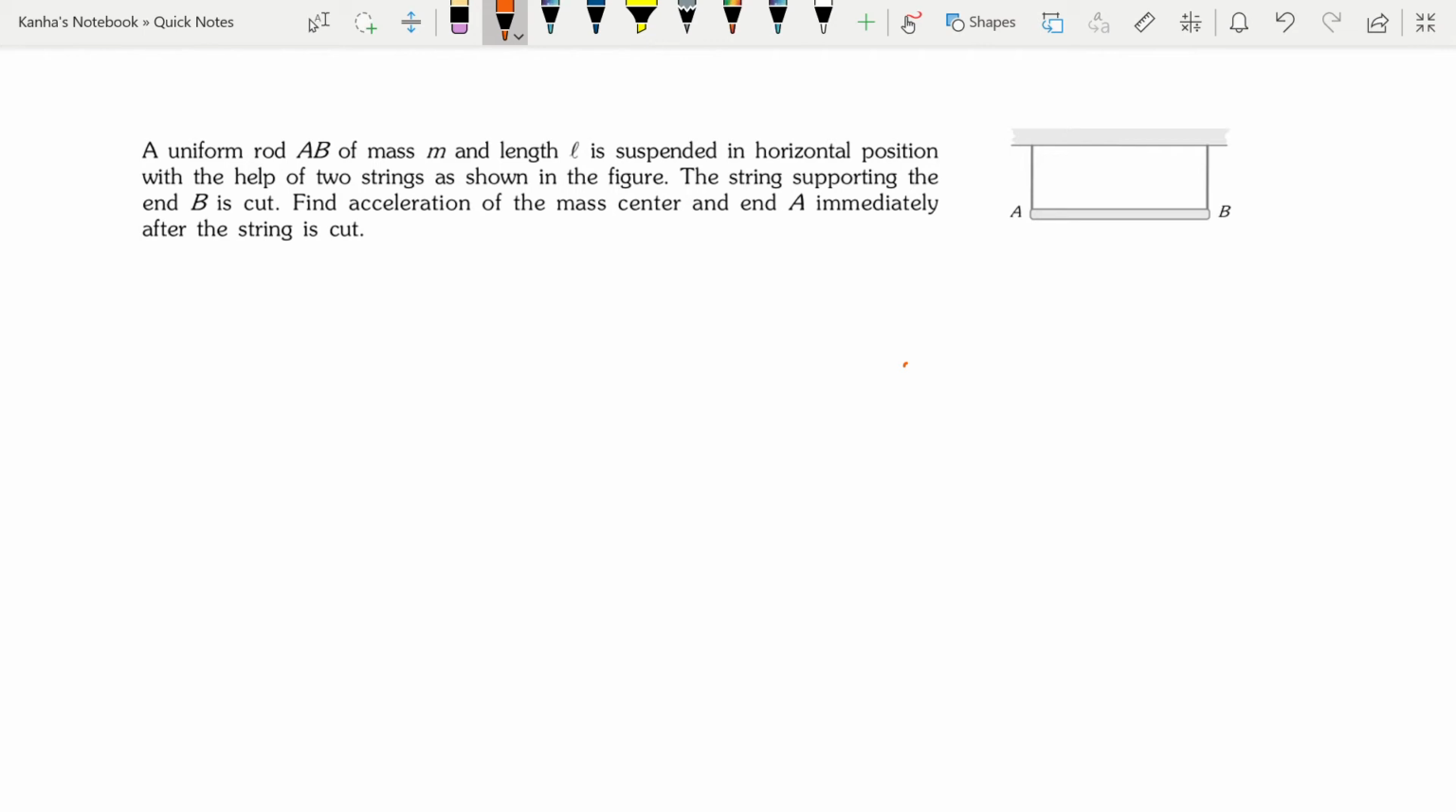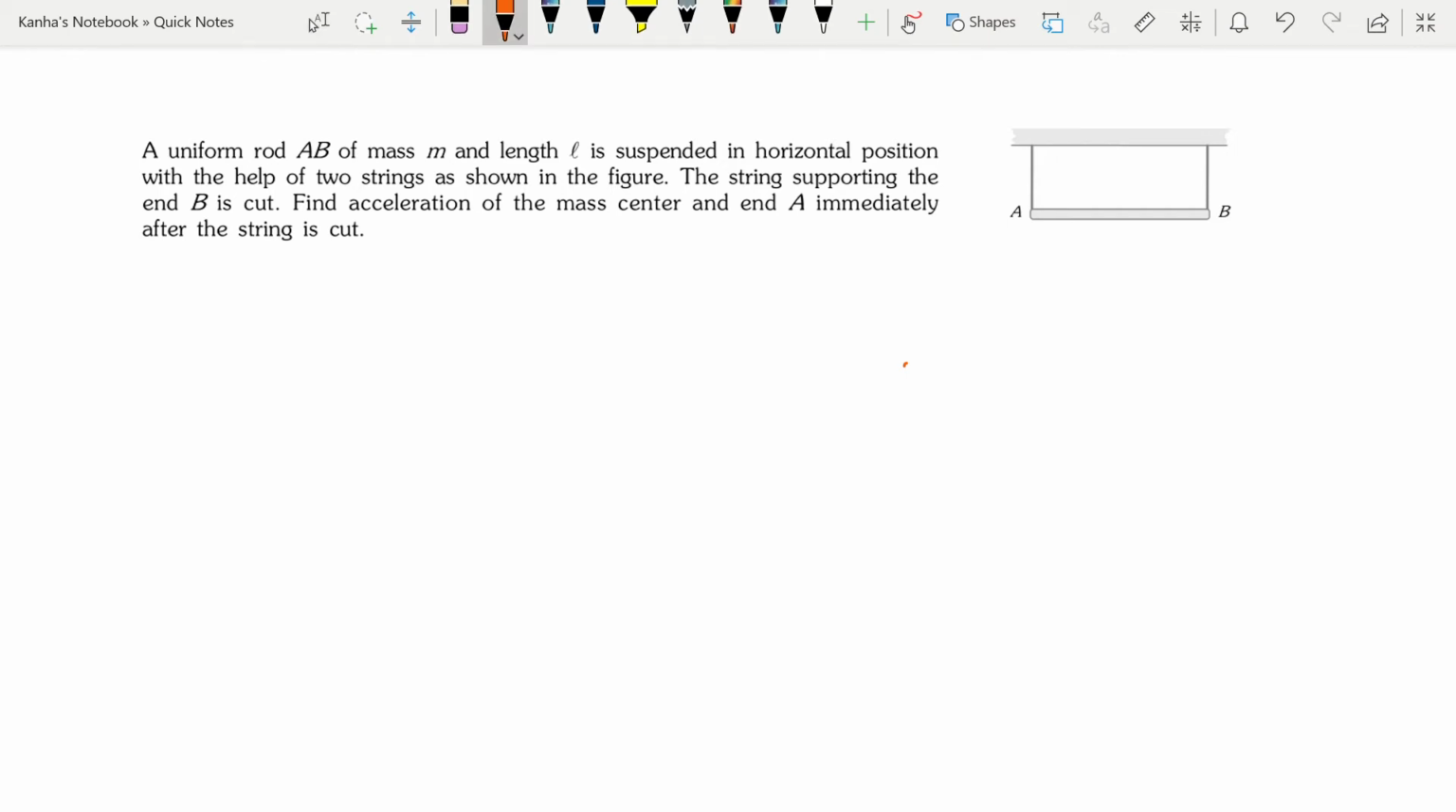Let us look at one of the questions to get more clarity on what we are doing right now. A uniform rod AB of mass small m and length L is suspended in horizontal position with the help of two strings as shown in the figure. The string supporting the end B is cut. You're supposed to find the acceleration of the mass center and end A immediately after the string is cut.